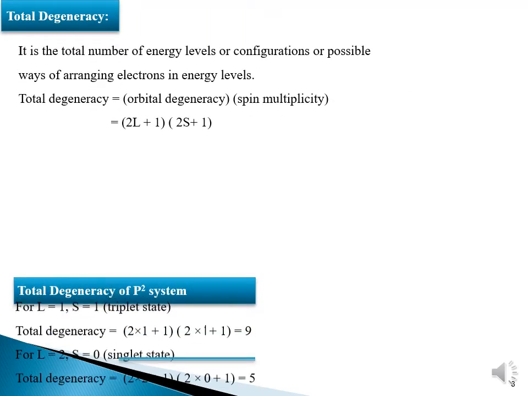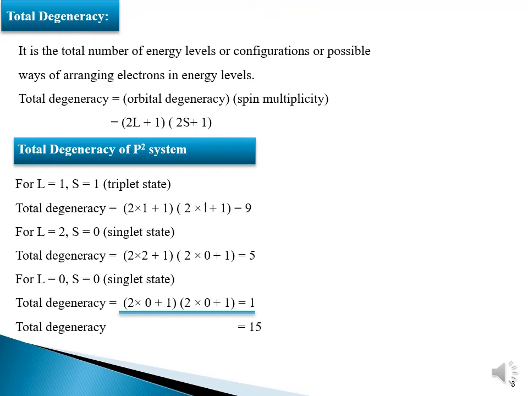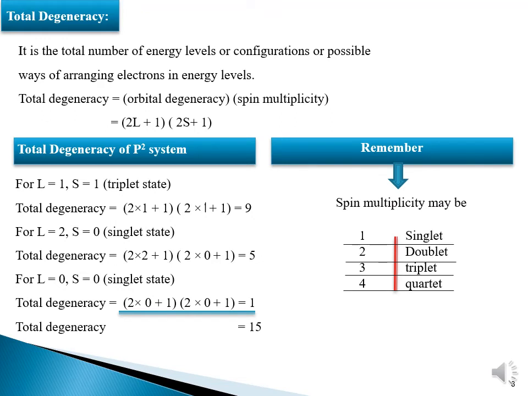Now the total degeneracy tells us about the total number of possible ways of excitation of these electrons, or you can say the arrangement of these electrons. So here we have 15 possible ways of arranging these electrons. Here, if L is equal to 1 means P term or P subshell, and S is equal to 1 triplet, putting this L value over here and the spin multiplicity over here, we will get 9 energy levels. For L is equal to 2 and S is equal to 0, singlet, just put the values of L and S, you will get 5, and the same for S. So here we have 15 possible ways of arranging these electrons.